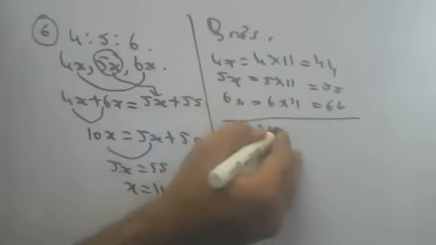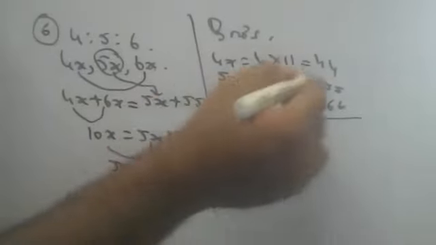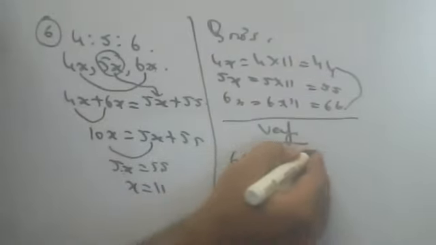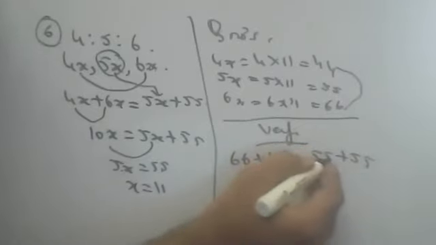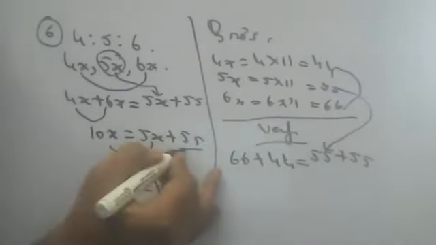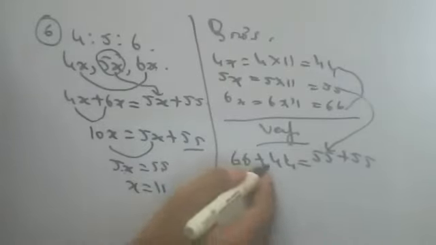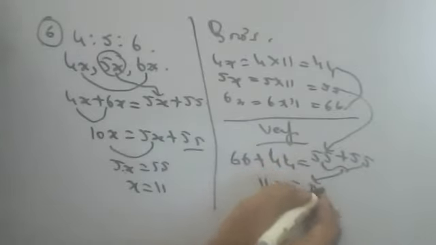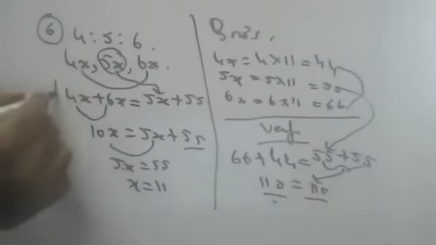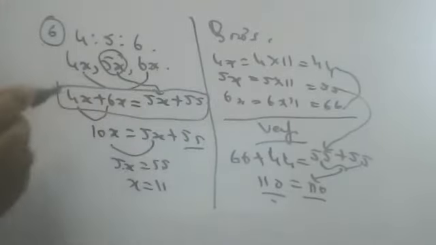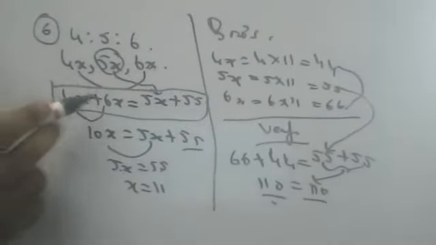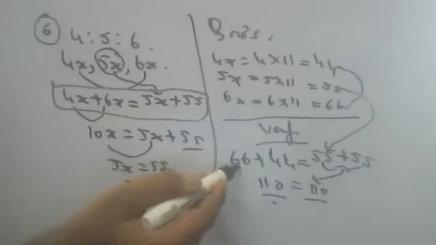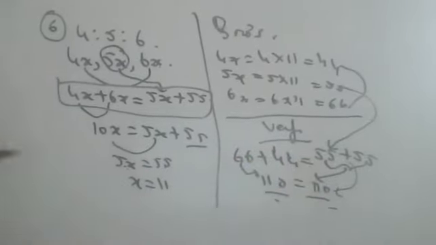Let's verify whether what we did is correct or not. The sum of largest and smallest, 66 plus 44, is equal to 55 plus 55. We got the middle one as 55, plus 55. 66 plus 44 is how much, children? 110. 55 plus 55 is also 110. Yes, what he told is correct. The condition he gave was correct: the sum of the smallest and largest is equal to the third plus 55. We got 110 and this is also 110, hence verified.